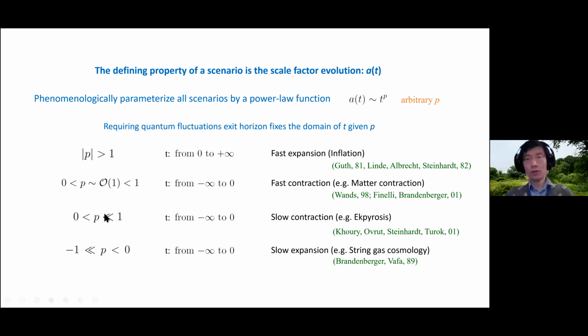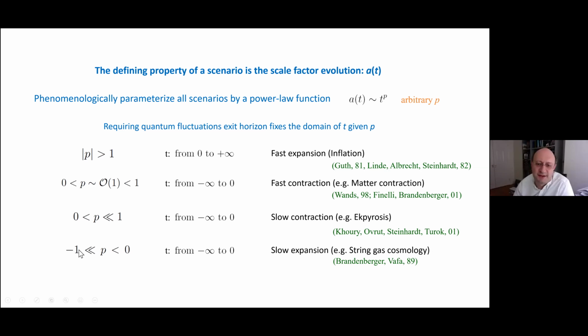Yeah. So if p is negative, it's also an expansion scenario. If you're close to minus 1, it's also an expansion scenario. It's between slow expansion and inflation, but with epsilon bigger than 1, so epsilon is not much less than 1. It's of order 1. So this is kind of in between.